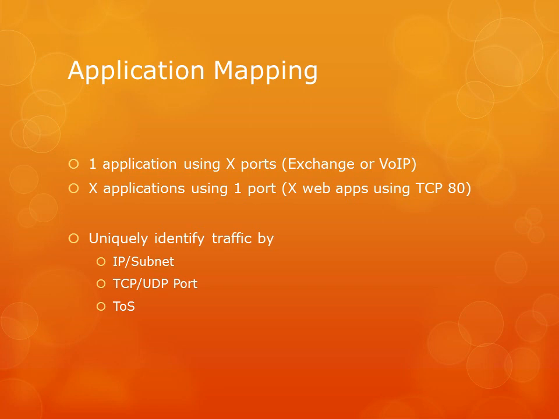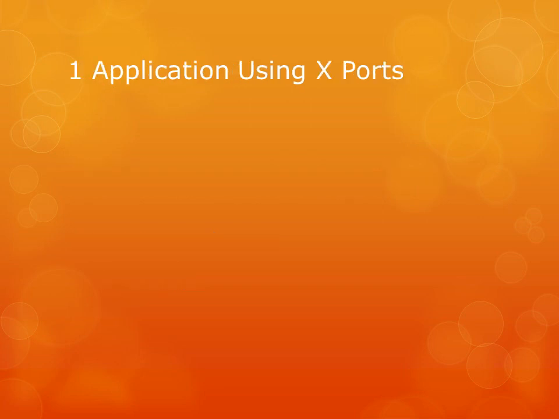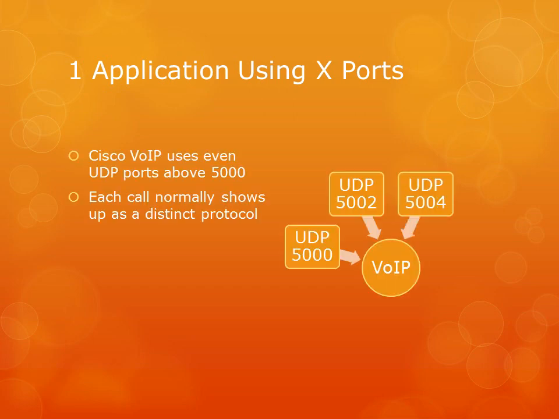Instead of saying that this traffic came in on port 80, we can reclassify that to some other port number. A great example of a single application that uses multiple ports is Cisco Voice. Cisco Voice uses even-numbered UDP ports above 5,000. So every time you pick up your Cisco phone and dial a number, you're connected to the other phone on UDP port 5002 or 5004 or 5006. Every single call would use a different UDP port number.